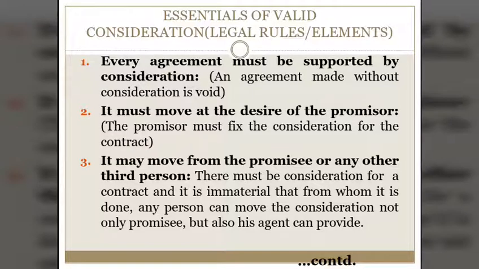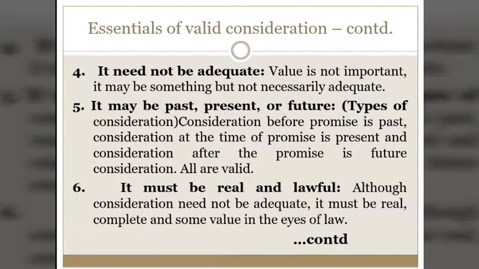Next one is, it need not be adequate. The value of the consideration is not at all important. There must be something, but it is not necessarily adequate. Next, it may be past, present, or future. Past consideration, present consideration, and future consideration. These are the three types of consideration. Past is consideration before the promise. Before the promise itself, if something has been transferred, then it is called past. Present is consideration at the time of promise. Future is consideration after the promise. This is called past, present, and future.